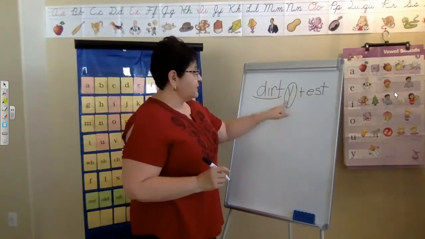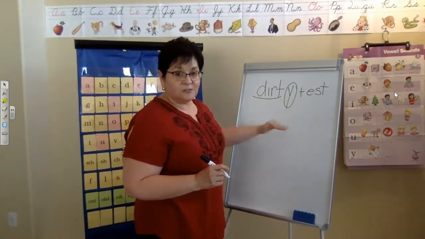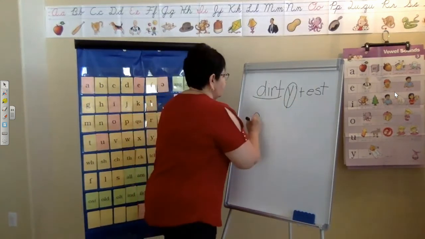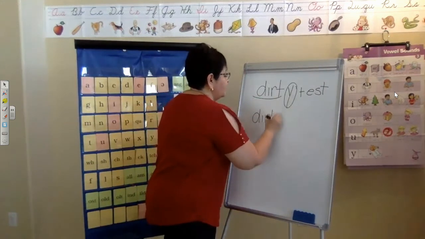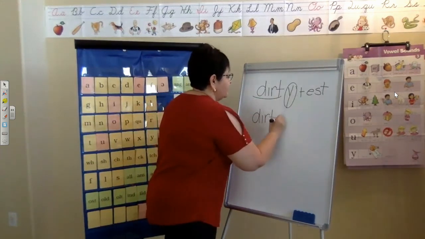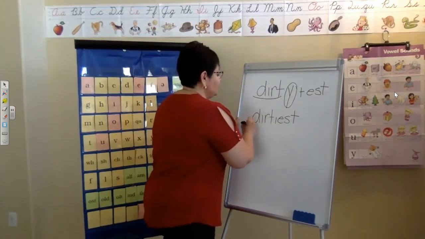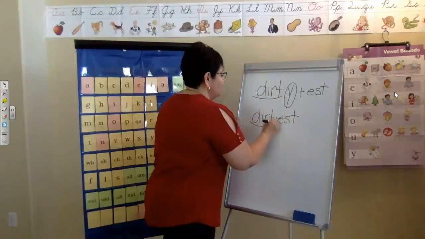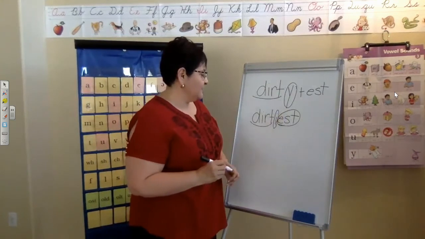So now what do I do? Even though this is circled because it's my suffix, I know that I still need to change the Y to I to add est. So let's bring it down here. Dirt. Change the Y to I, add est. Now let's mark this. Scoop that base word, circle the first suffix, circle the second suffix.